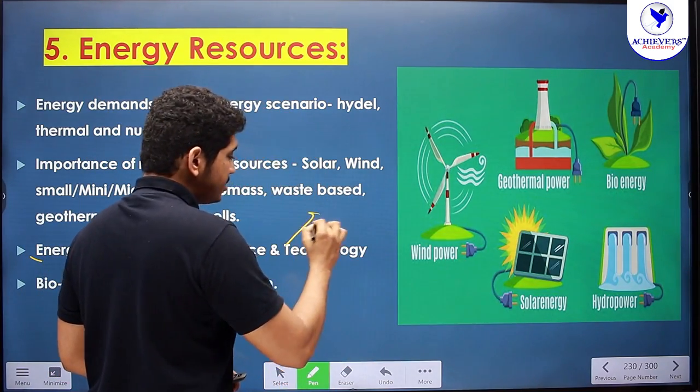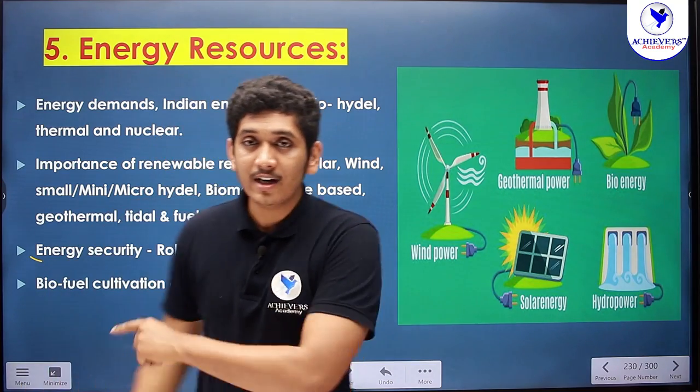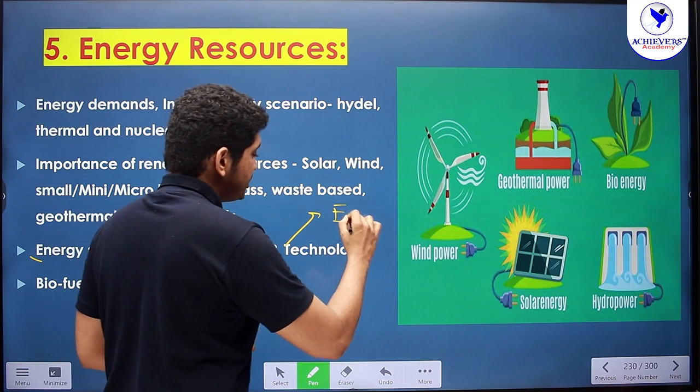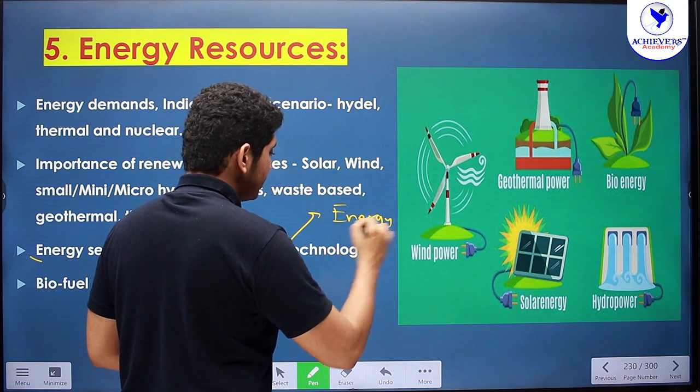Even after energy storage, what is the other dimension for energy security in science and technology? That will be energy efficiency. Energy efficiency.